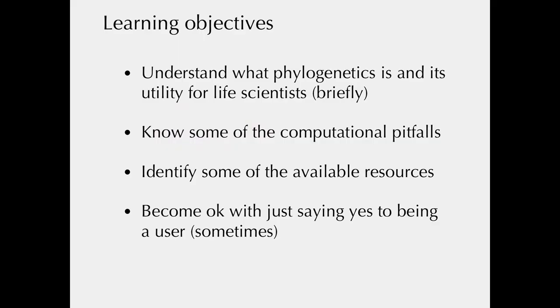So our learning objectives for this section: briefly understand what phylogenetics is and its utility for life scientists. We're all life scientists. We study life. Life's related by a tree. We need to get that tree for lots of things. We'll talk about why it's cool, why it's interesting. Then I'll talk about some of the computational pitfalls, so you know what can go wrong, what's hard in this domain, and why we need to use the cloud. We'll talk about some of the available resources.